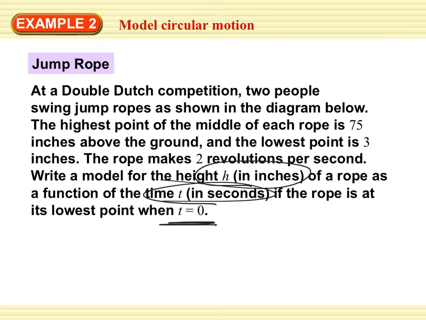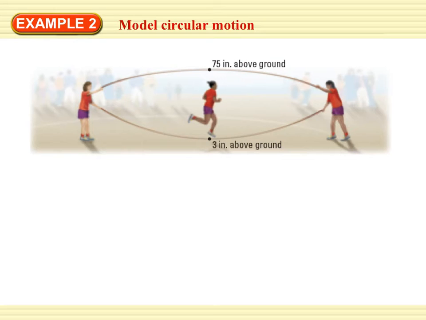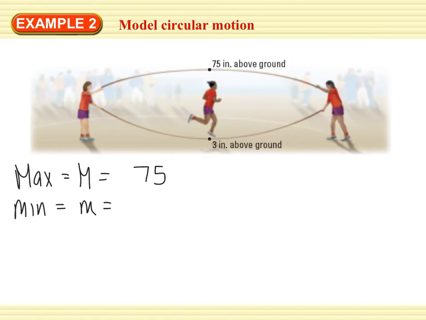Whew. All right, let's talk through this. So that's our picture of what we're doing. 75 inches above the ground to 3 inches above the ground. So first we're going to find our maximum, which is big M, and our minimum, which is little m. At a rope's maximum, the height is 75 inches, and the minimum is 3 inches. Cool. We can use that to find our vertical shift, where k equals 75 plus 3 over 2. So that's 78 over 2, which is 39.